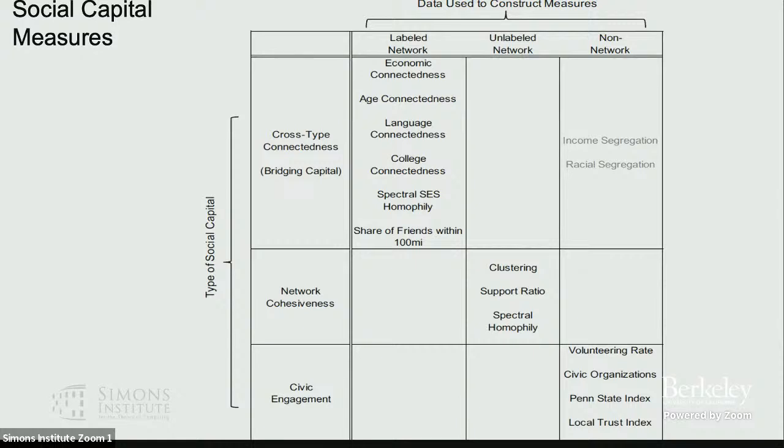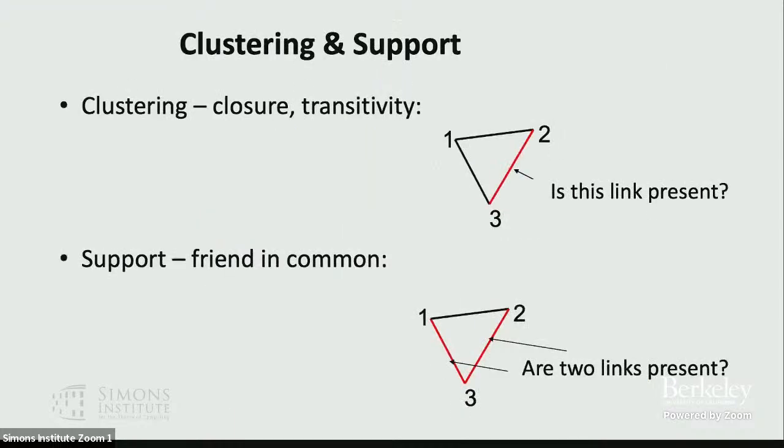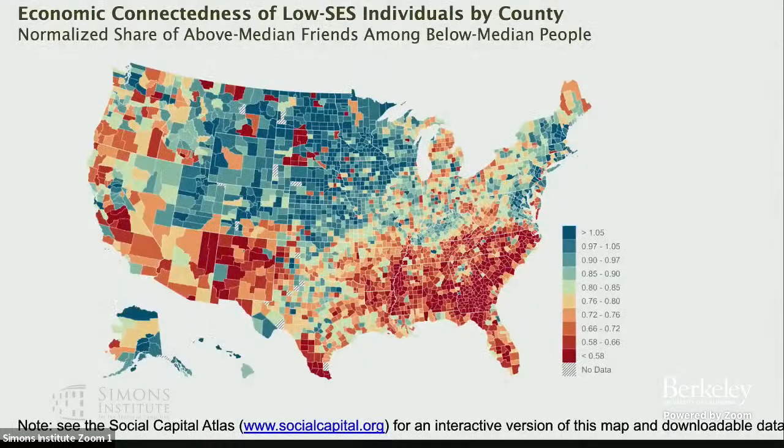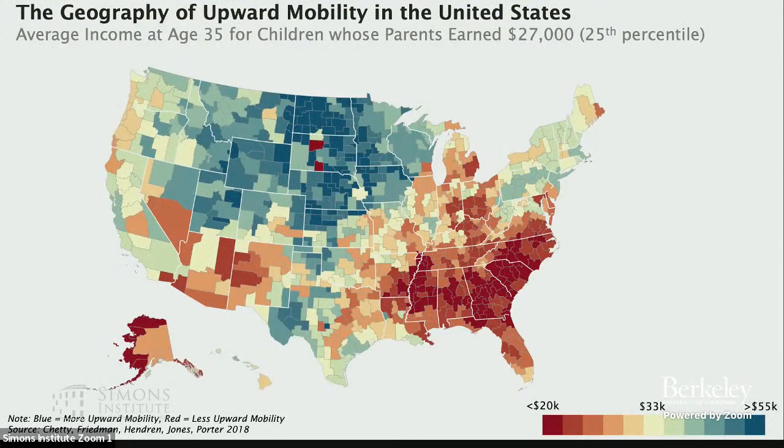And then you can look at other kinds of measures that people have used, non-network measures, like what's the volunteering rate in a given area? What's the participation in civic organizations? This is like Putnam kind of stuff from Putnam's book. So there's a whole series of things you can look at, clustering, support, et cetera. So this was the economic connectedness. This was the upward mobility.